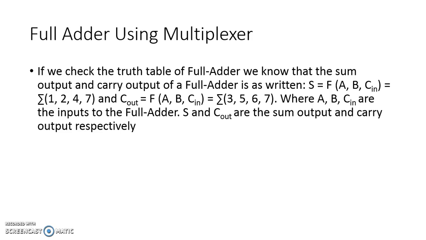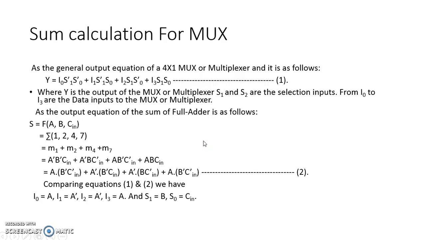Earlier in this class, we discussed the multiplexer and multiplexer design. Here we also design a full adder using a multiplexer, which is very important and very interesting for the students. If we check the truth table of the full adder, which we discussed above, we know that the sum and carry outputs of a full adder are written as sum equal to minterms 1, 2, 4 and 7, whereas C out is minterms 3, 5, 6 and 7, where A, B, C in are the inputs of the full adder and S and C out are the sum output and carry output respectively.